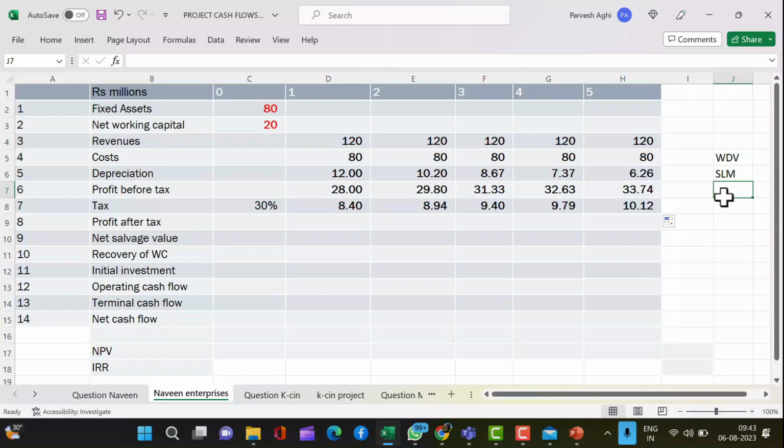Sir, in year 0, is there going to be any tax or negative tax, because the company is making profit every year? The company is making profit every year, so there will be a positive 30% taxation. In case there is a loss, there will be no negative tax, but there will be a carried forward loss. We are going to do that in our next few questions.